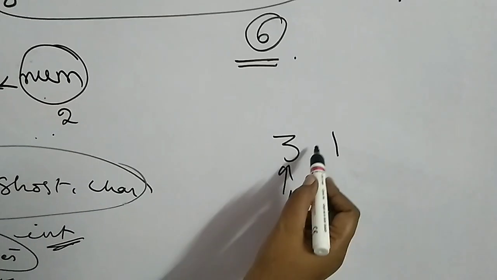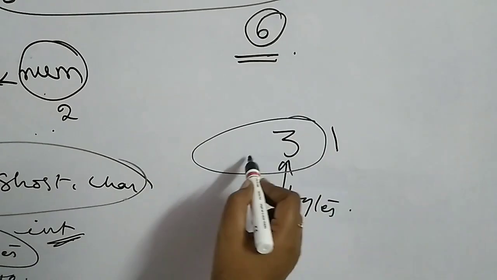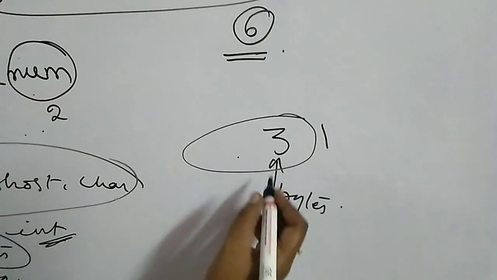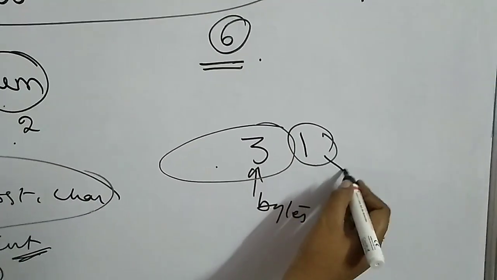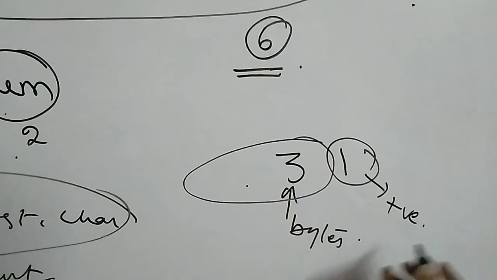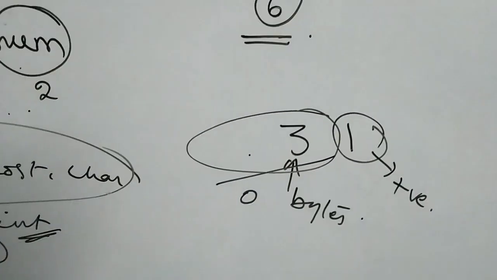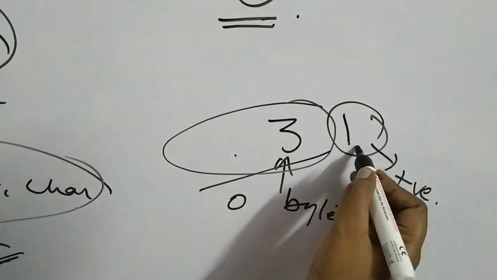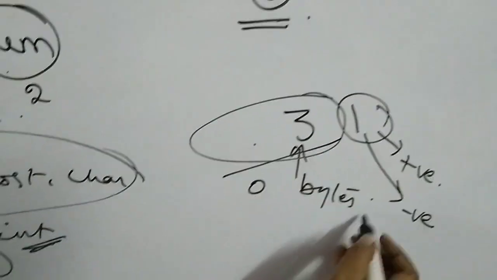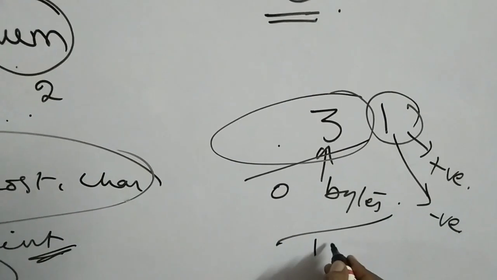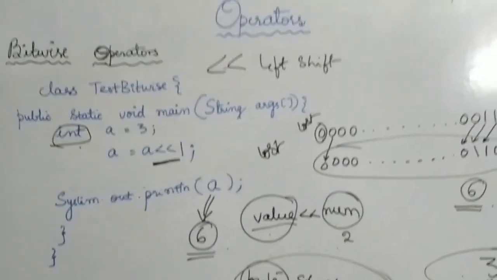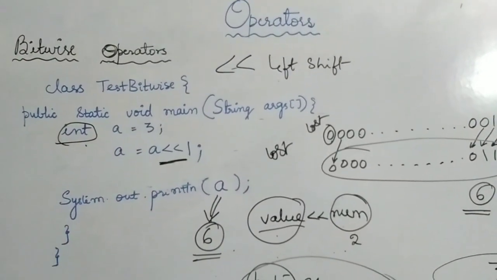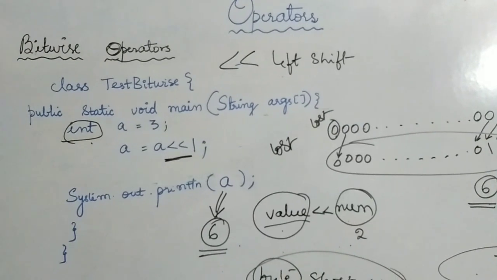What values will be filled in these 3 bytes is based on the value of this 1 byte. If the value of this 1 byte is positive, then these 3 bytes will be filled with zeros. If this 1 byte is a negative number, then these 3 bytes will be filled with 1s. That's the only thing, because type promotion will generally happen in any of the operations that we make. So this is regarding the left shift operator.